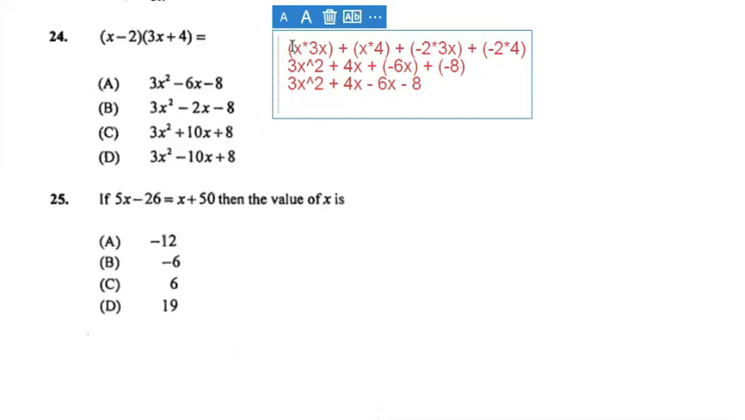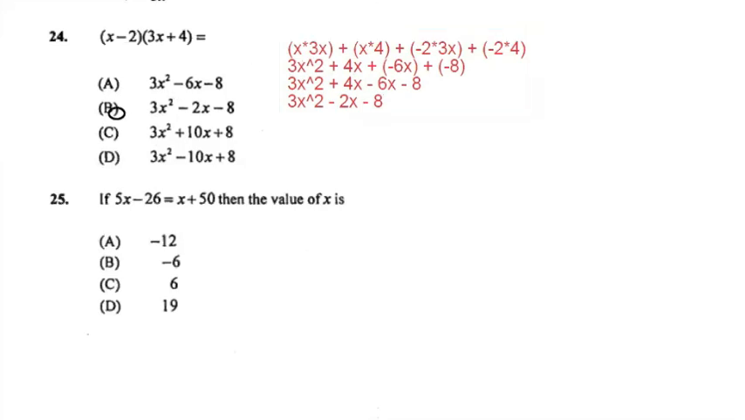And we're now going to simplify. So it is 3x raised to the power of 2, and 4x minus 6x will leave us with minus 2x and minus 8, and that is our answer. So answer 24 is B.